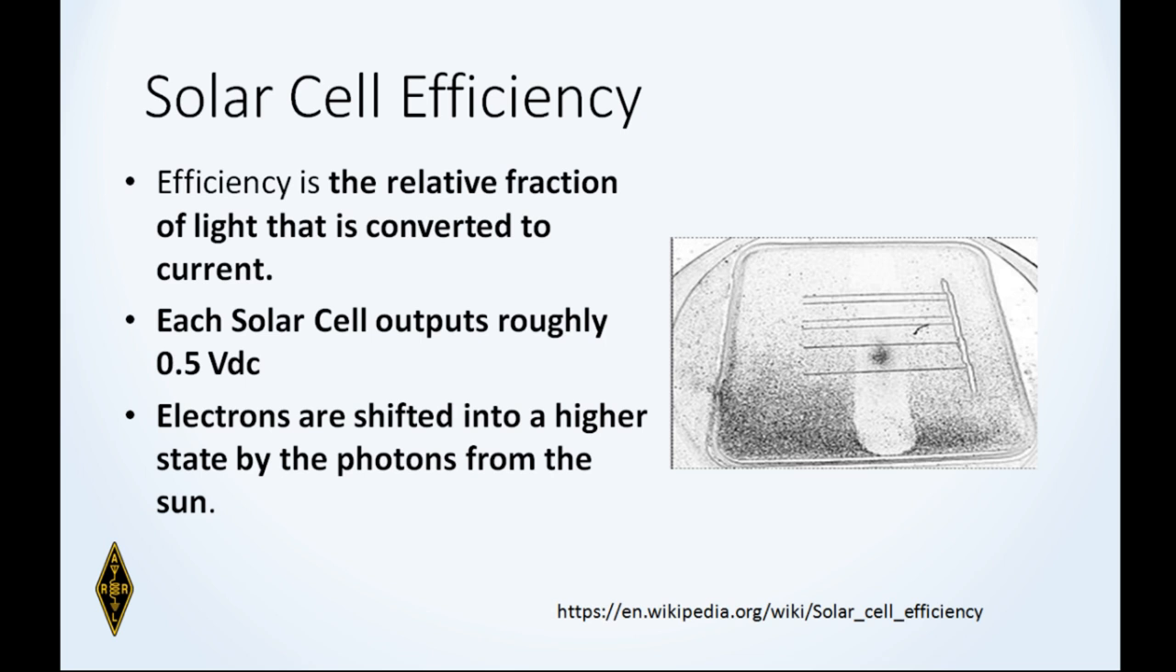Each solar cell in a solar system puts out about half a volt, and you have a bunch of these in series to make up the output voltage of a solar panel. And again, we're looking at the outer valence electrons in the silicon. Photons coming in will shift them into a higher state, and that's used to generate the voltage.